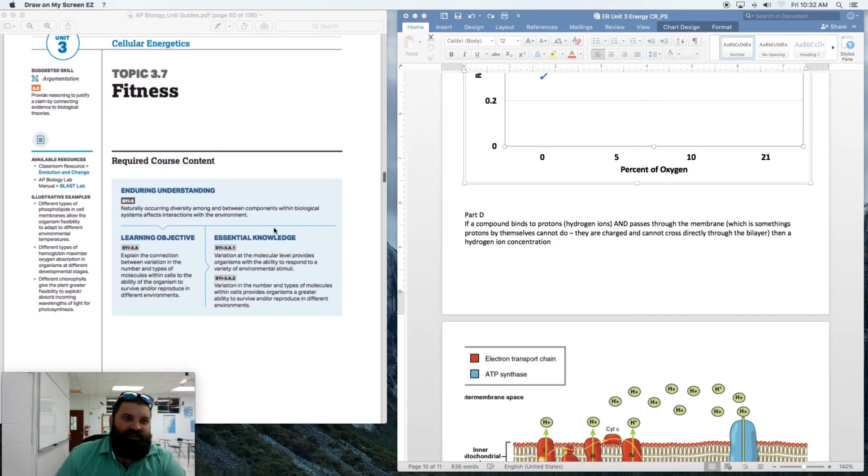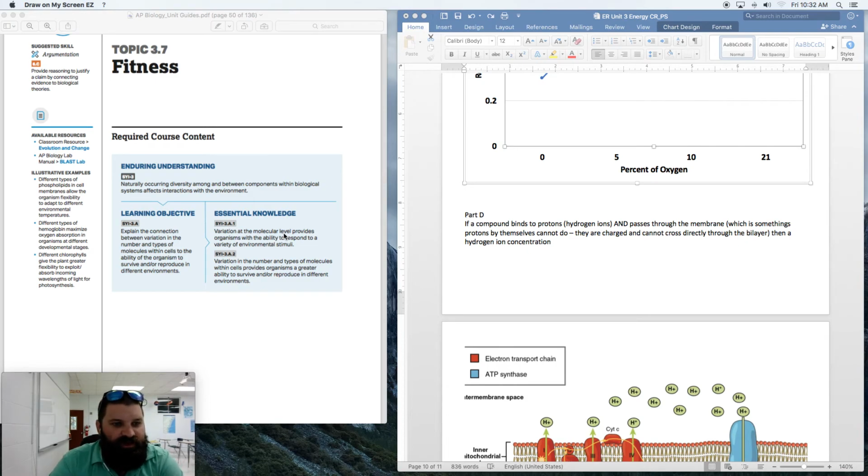All right, fitness, the last section here on energetics, and I'll read through this. Explain the connection between variation in the number and types of molecules within a cell and the ability of organisms to survive and reproduce in different environments. So variation at the molecular level produces organisms with the ability to respond to a variety of environmental stimuli. There is no better example of this than with proteins, right? Proteins are wildly diverse. They are specific, so they can be tightly controlled and regulated, but they have a huge variety because of the number of amino acids and the structures in which they can be put in.